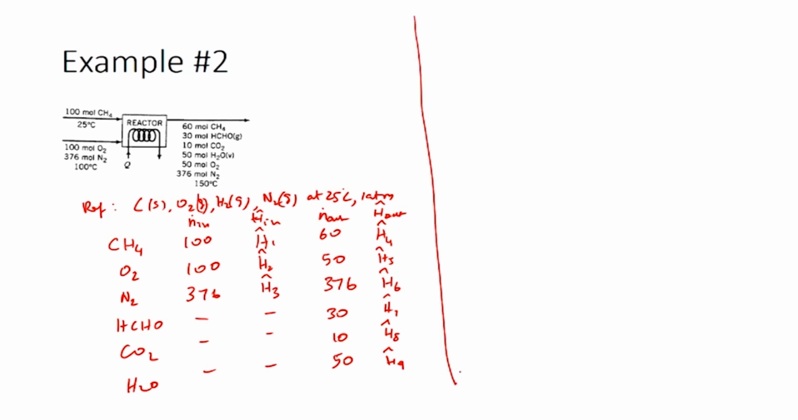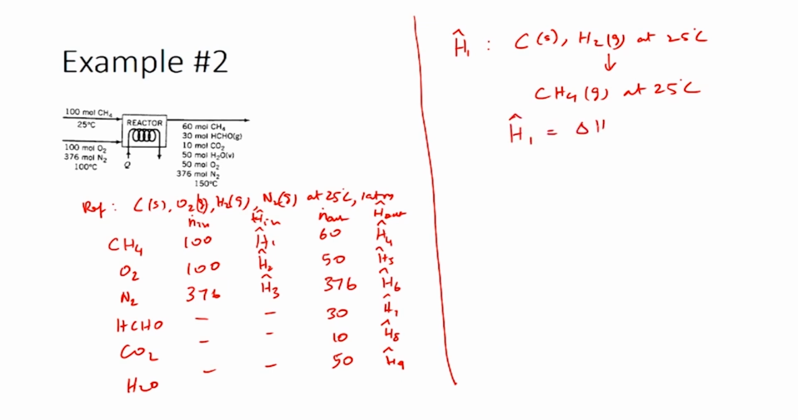Let us start with the calculations. H1 cap is a process where you have carbon solid and hydrogen gas at 25 degrees Celsius forming methane gas at 25 degrees Celsius. This is nothing but the formation reaction, so your H1 cap would be equal to the standard heat of formation for methane, which using the tables you would identify as minus 74.85 kilojoules per mole.